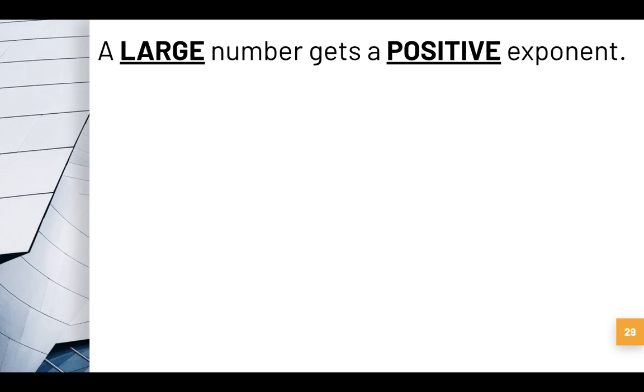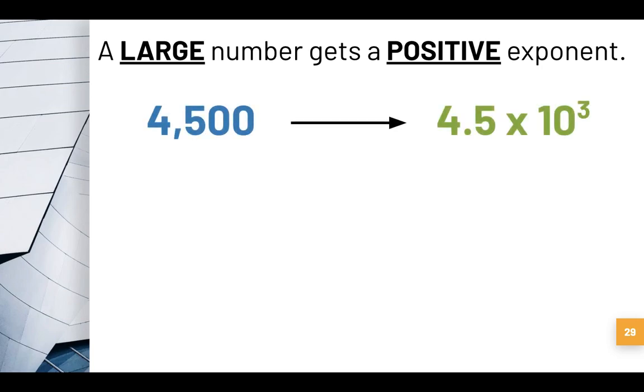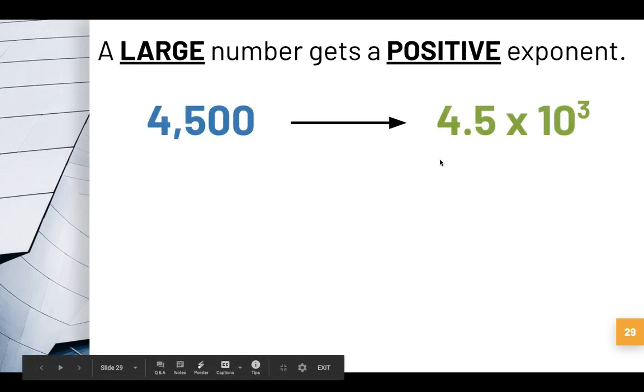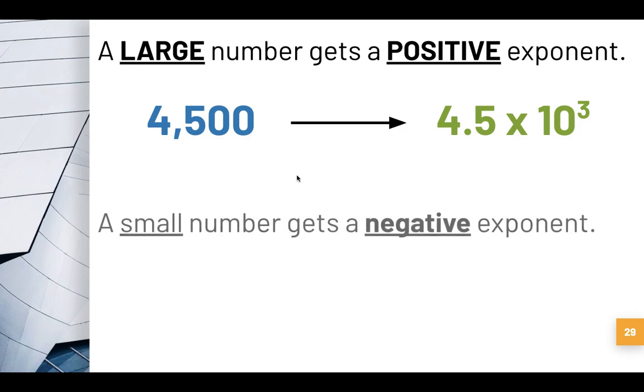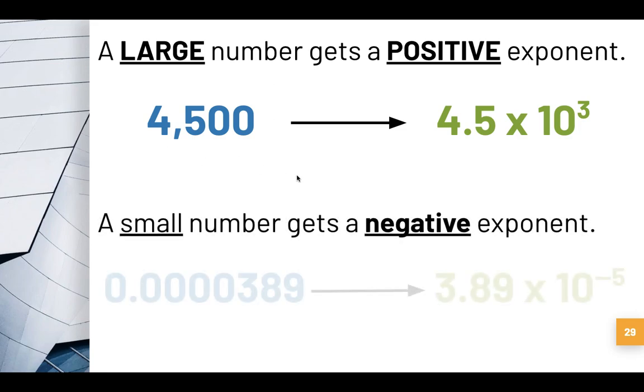So in general, a large number gets a positive exponent. If we had the number 4,500, it becomes 4.5 times 10 to the third. Positive exponent. It's a big number. A small number gets a negative exponent.